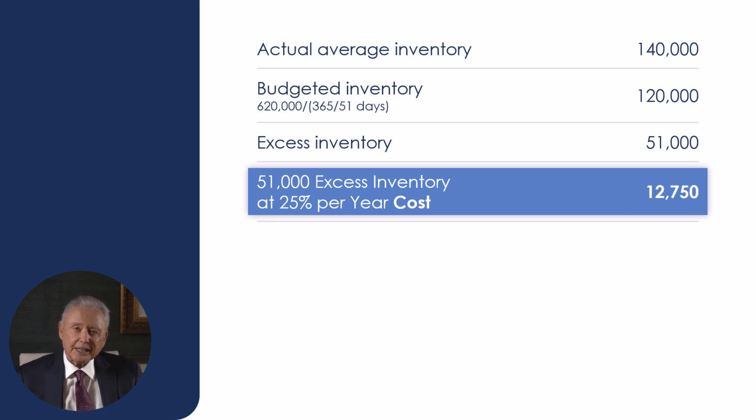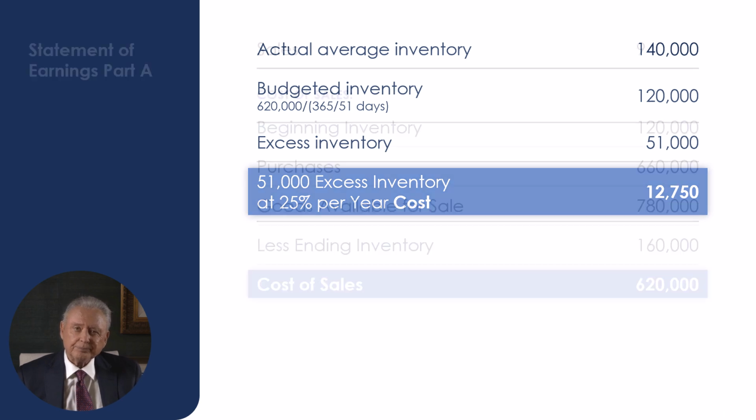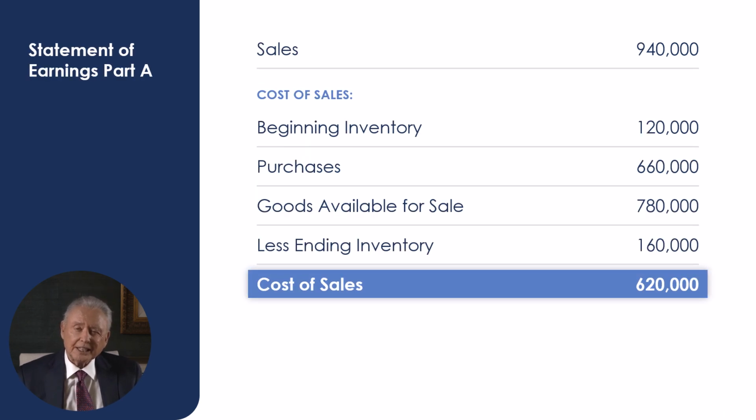At our current cost of sales, the standard inventory level is 89,000. We calculate that using 620,000 divided by 365 over 52. So actual inventory is 140,000 and the budgeted level is 89,000. That's 51,000 in excess inventory. Now multiply 51,000 times 25% and we get a cost of $12,750. In this slide we show cost of goods sold again, 620,000, used in our turnover and efficiency calculations.